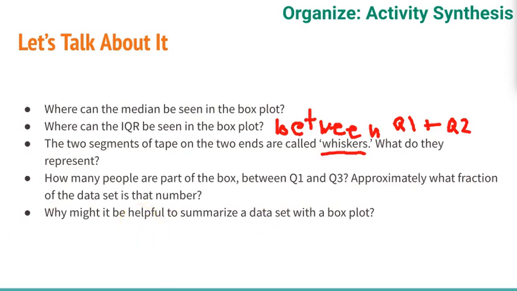Why might these be helpful? Well, it's just a quick way to look at and understand the data in some sort of visual representation instead of just looking at the raw numbers. The raw numbers get a little crazy after a bit.